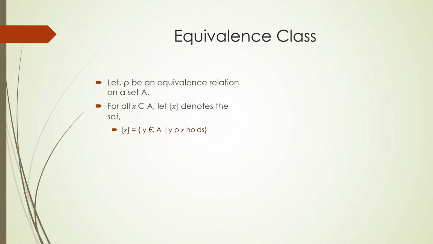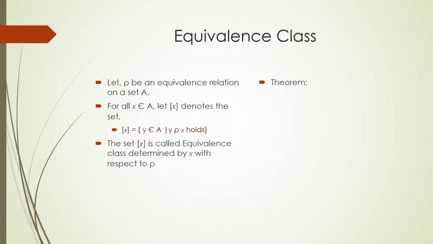So the set [x] is called the equivalence class determined by x with respect to rho. We are defining the set [x] as an equivalence class which is determined by x with respect to rho. The next thing we'll see is a theorem associated with equivalence class.